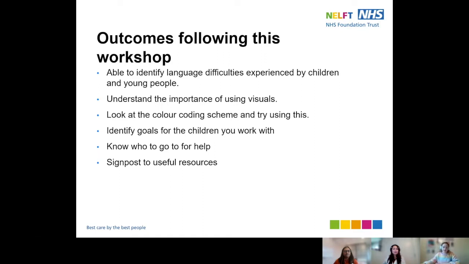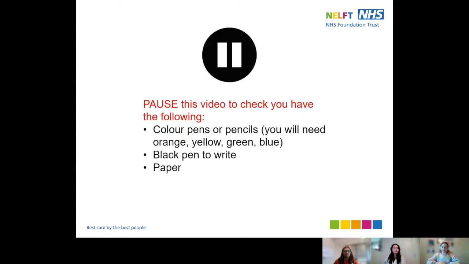You can always come back to this video when you're ready, and we'll leave the links for those videos in the drop-down box below. Before we move on, you need to check you have the equipment ready for this training. So you'll need paper, pen, colouring pens, and the following colours: orange, yellow, green and blue. Please pause this video whilst you collect the equipment and press play when you're ready. If you feel like you need a bit more time throughout any of the following slides, you can always hit the pause button to give yourself a bit more time.